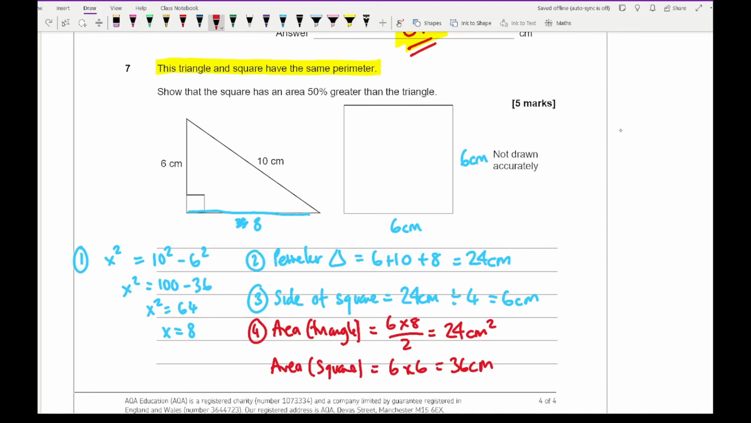Then if I do 36 divided by 24, I get 1.5, which equals a 50% increase. So therefore we have shown that the area of the square is going to be 50% more than the area of the triangle.